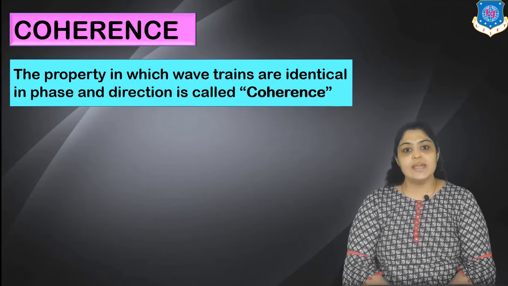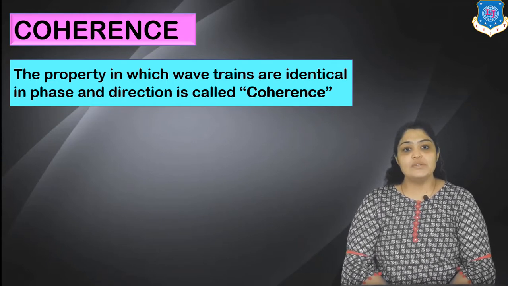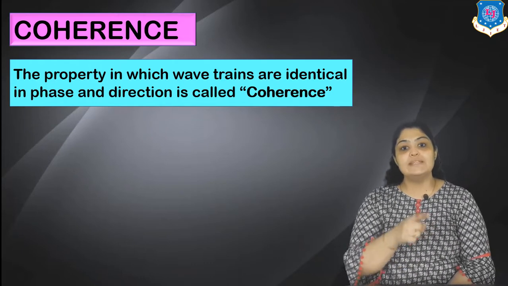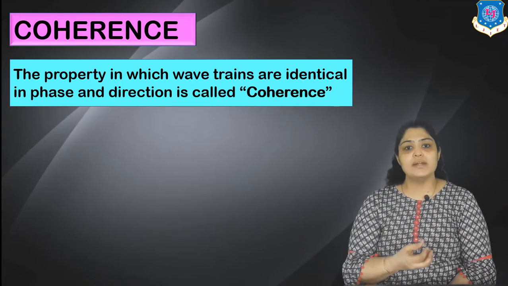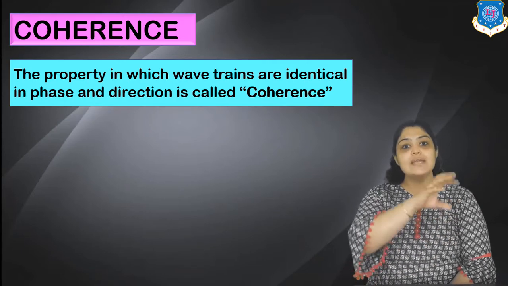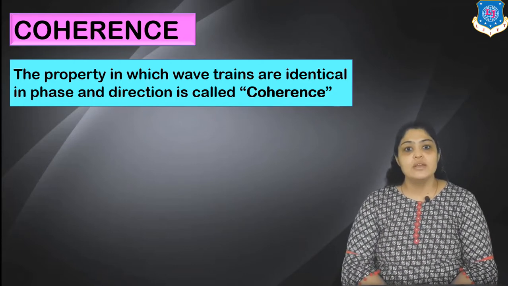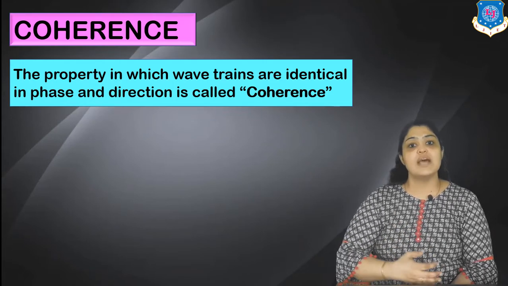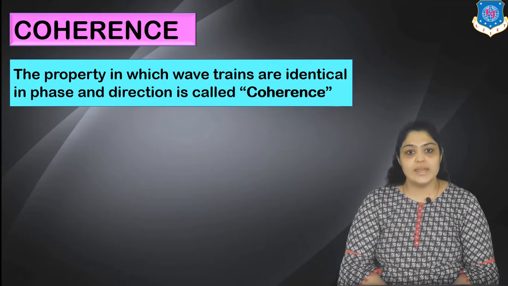Now, we know that light is a form of wave, an electromagnetic wave. To be very precise, I would say light is a form of transverse wave. It always propagates in the form of crests and troughs. And light has small particles called photons. All these photons move together. So you can say it comprises all photons moving together like waves, and this is what is known as a wave train. So if the wave trains are identical in phase and direction, that means if all the photons travel in the same direction, in the same phase, we say that this is coherence.